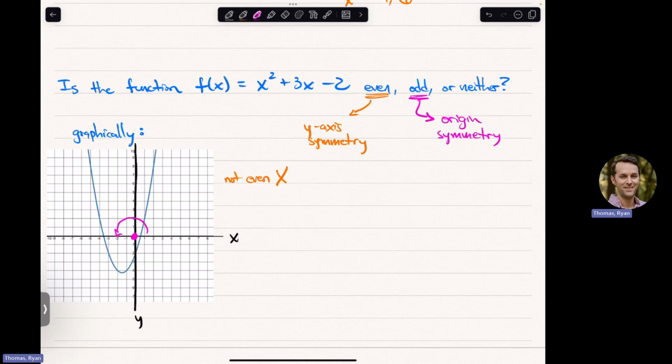But if we rotate that upside down, then this little bit of the graph that's sitting below the x-axis is going to be flipped to sit above, and vice versa. So we're going to end up with something that looks something like that. Again, if the thing has origin symmetry, if it's an odd function, I would need that to look exactly like the graph that we started with. It doesn't, so it's not odd either, which means this is neither. So we have our answer.